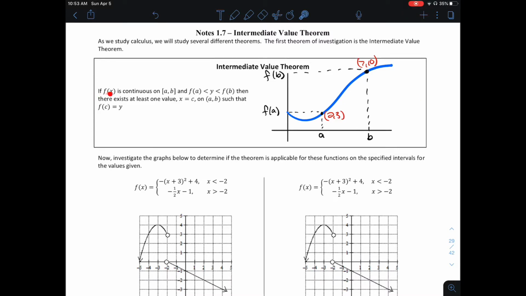So let's read this again. If f of x is continuous from a to b, and in the little example we're doing here, we're saying continuous on the closed interval 2 to 7, and f of a, which we're saying is 2 right now, is less than y, and we gave the example of 8, is less than f of b, we gave the example of 10. So 10 is from here, 2 is from here, and I just chose a random y is 8. So clearly 8 is between 2 and 10. Then there exists at least one value of x equals c, so there is an ordered pair in here someplace, some x value that would correlate to 8 on this, such that f of c equals y.